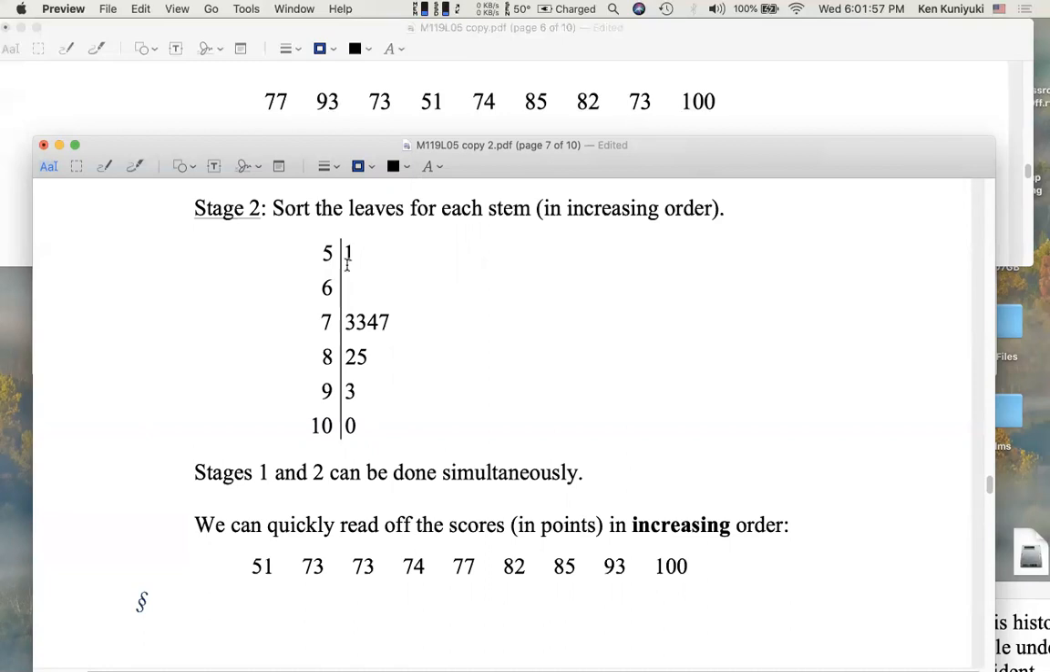The 51, that's the lowest score. No one scored in the 60s. 2 people scored 73. There was a 74, a 77, an 82, an 85, a 93, and a 100. So you can actually get the sorted values.